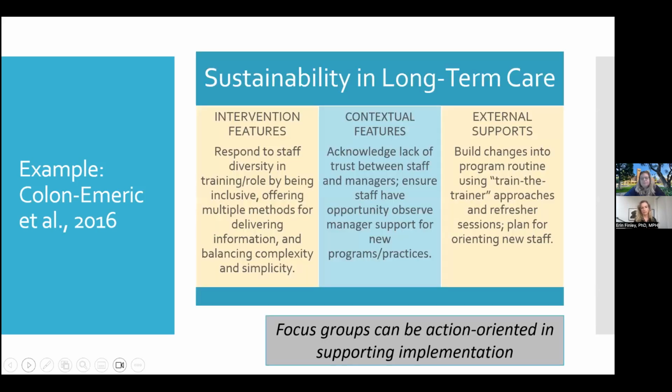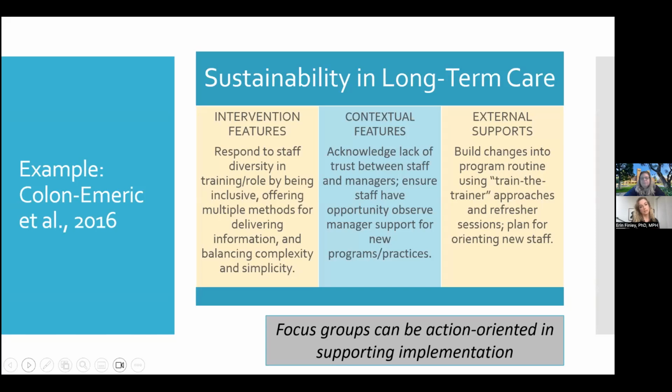And then if we look at what they found, they were able to break down all of these pieces. They found that in terms of intervention features, staff were really diverse in the training roles that they came into employment with these agencies with. So offering different methods for delivering information was really helpful, and there was a need to both balance the complexity of being very detailed about the intervention, but also keeping it simple so it was easy to digest and integrate into workflow.